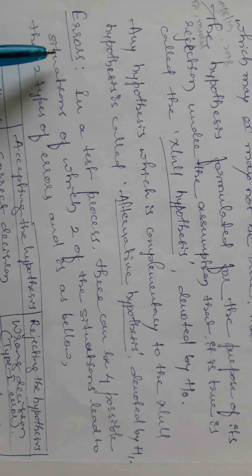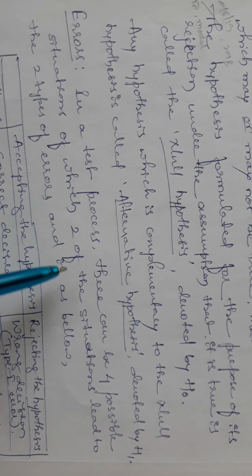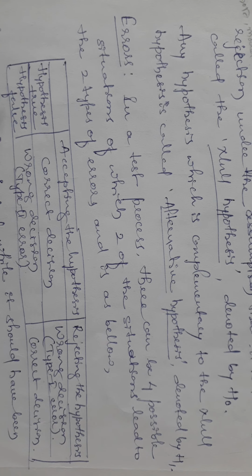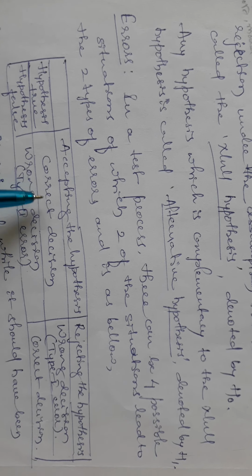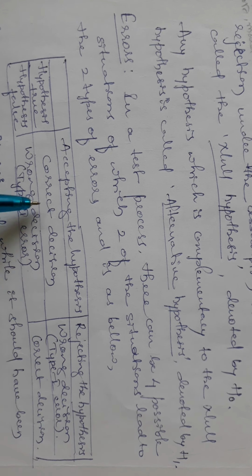Now we'll go for the errors. In a test process, there can be 4 possible situations, of which 2 lead to the 2 types of errors, as shown below in table form. That is, hypothesis is true, hypothesis is false, accepting the hypothesis, rejecting the hypothesis. Here we have 4 situations. Out of these, 2 will have the errors.